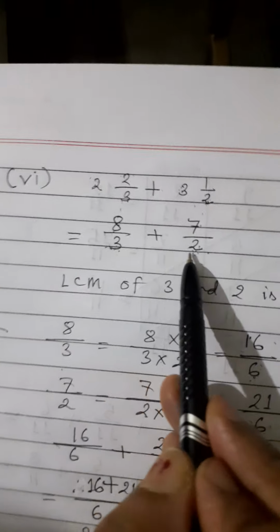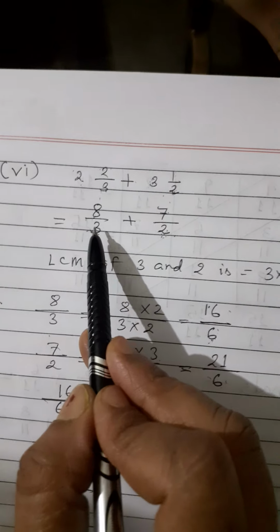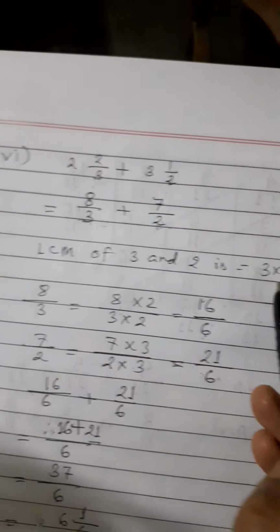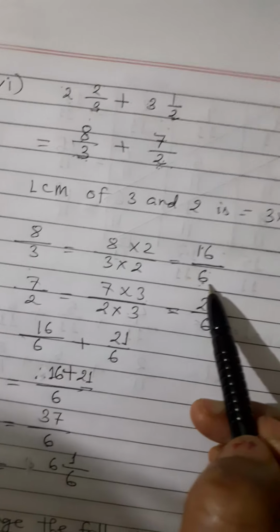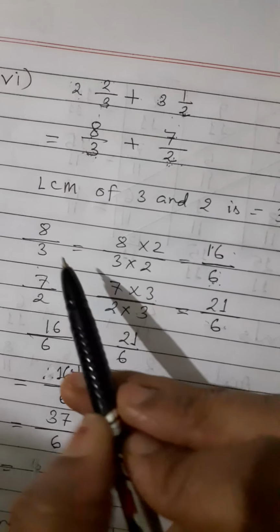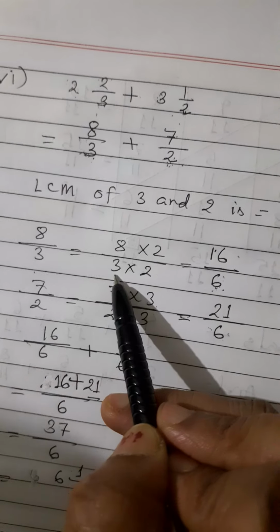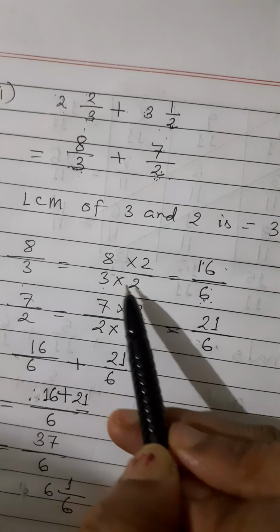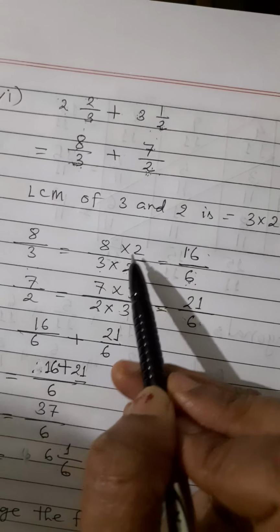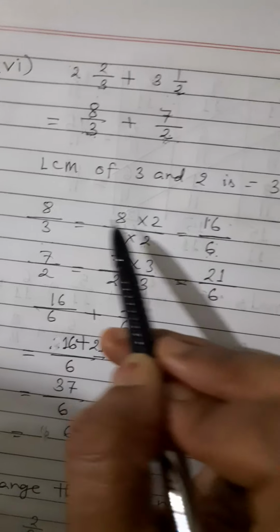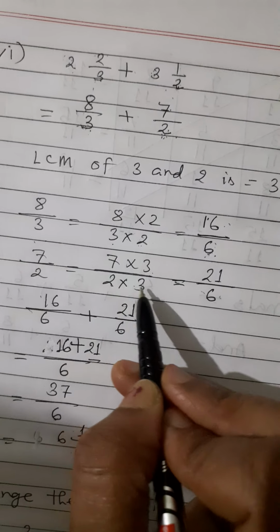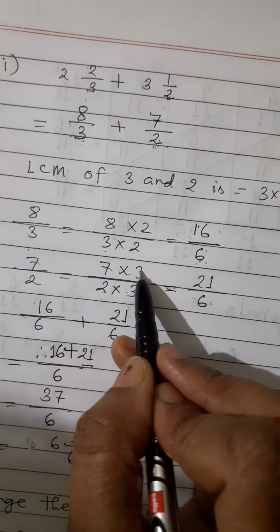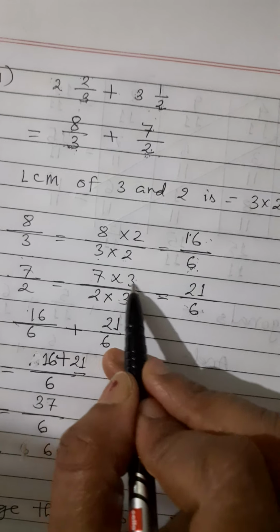First we take the LCM of 3 and 2. The LCM of 3 and 2 is 3 into 2, which is 6. Therefore the denominator becomes 6. 8 by 3: if we multiply 3 with 2, we get 6, therefore we multiply 2 here also. 2 8s are 16. 7 by 2: we multiplied 2 by 3 to get 6, therefore multiply here also. 7 by 3 equal to 21.